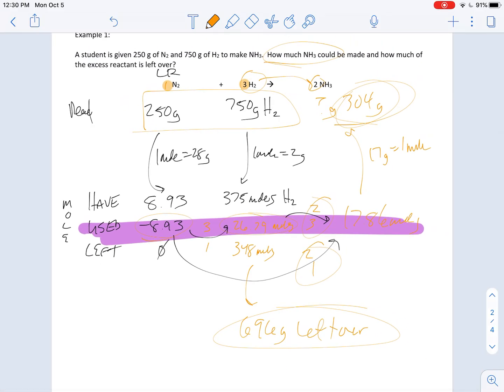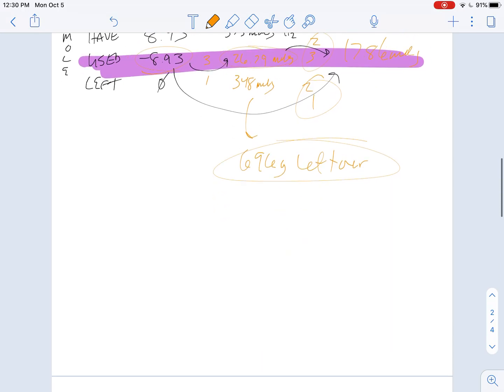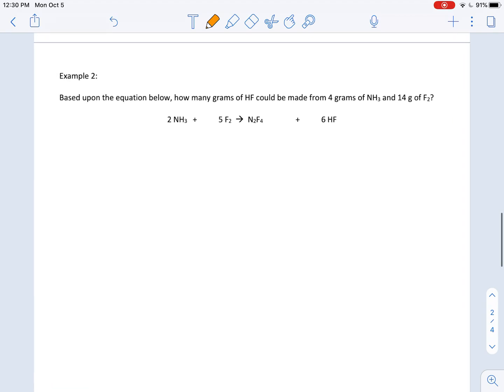So what you're going to do is establish how much you have, and then you're going to pick one, whichever one you think is best, to check to see if you are correct that that one is going to be your limiting reagent. Let's try another one here.